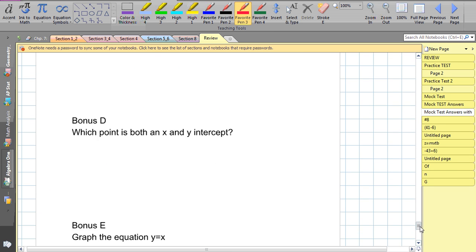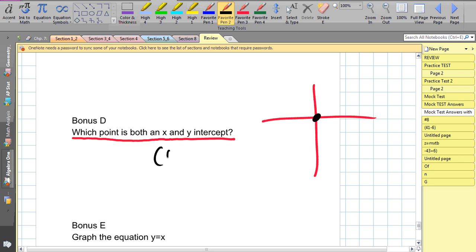And then we have another one here. Which point is both an x and y intercept? Well, how do you be an x and y intercept at the same time? Well, there's only one point right there. You could put (0, 0), or the origin, something like that. That's supposed to be an easy one.